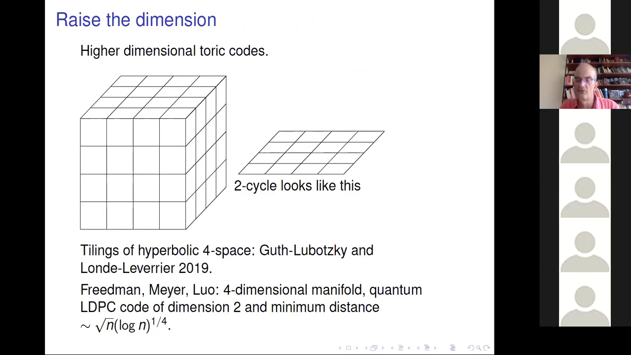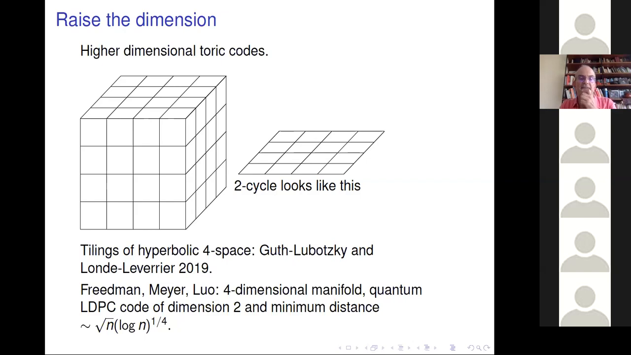Another idea is we can raise the dimension. For example, we could try and look at higher dimensional toric codes where the complex is really a cube. This time we have objects of larger dimensions, squares, and also little cubes. Qubits, we can put them on the squares rather than put them on the edges, and the 2-cycle will look like something like we have on the picture.